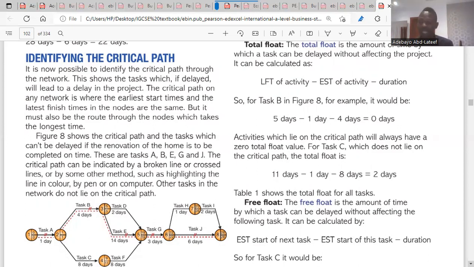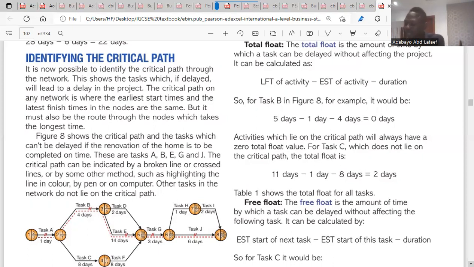Why do we have to know? So that we know the time at which, if care is not taken, there's going to be a delay on the project. So each task has to be performed on time so that there won't be delay in the project. That is why we have the tasks. So these tasks, we have to put them together. That makes the network. So to identify the critical path, we need the network. So with the help of the network, it helps us to identify the critical path.